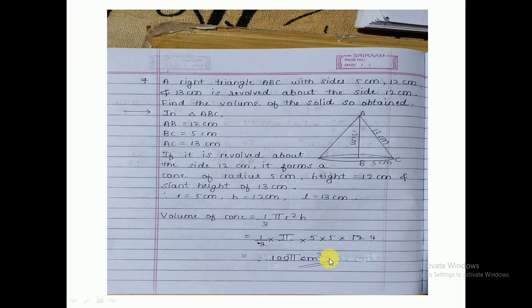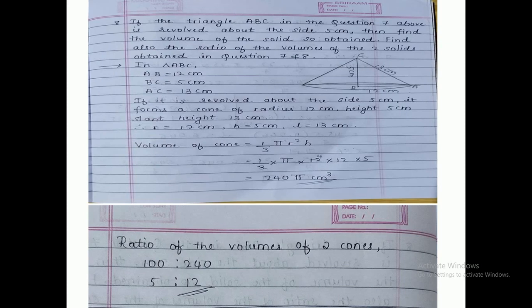Now same type of question, but it is revolving on the different side. So look at the 8th problem now. If the triangle ABC in the question 7 above is revolved about the side 5 centimeter, now 5 centimeter side ಅನ್ನ ಇಟ್ಕೊಂಡು ತಿರುಗಿಸಿ ಅಂತ ಹೇಳ್ತಾ ಇದ್ದಾರೆ. ಓಕೆ, then find the volume of the solid so obtained. Find also the ratio of the volumes of the two solids obtained in the question number 7 and question number 8.